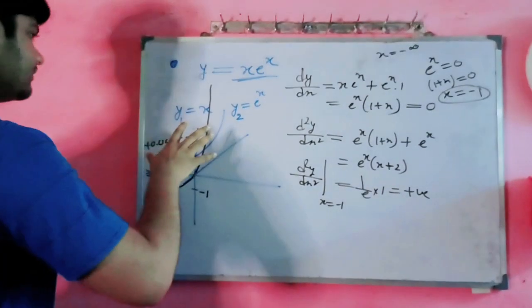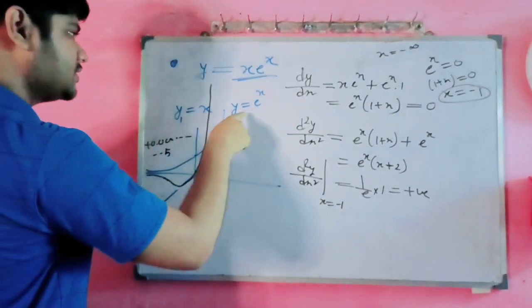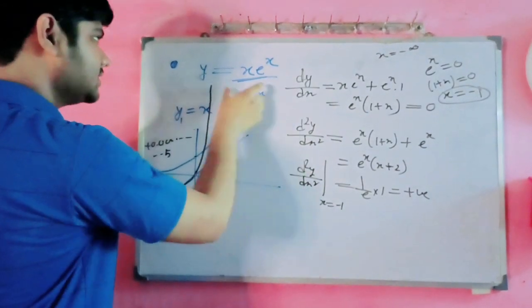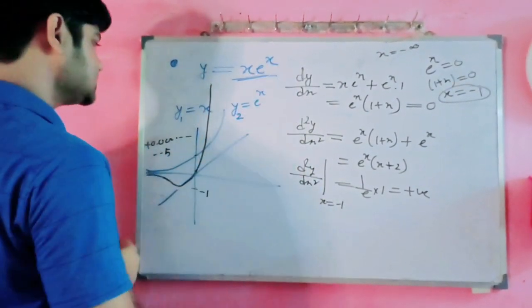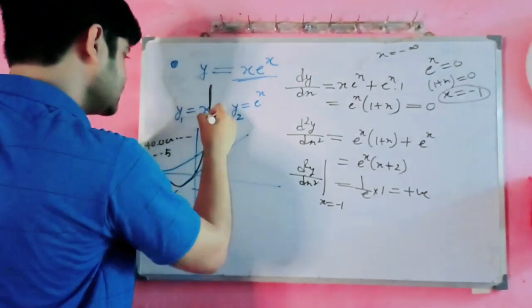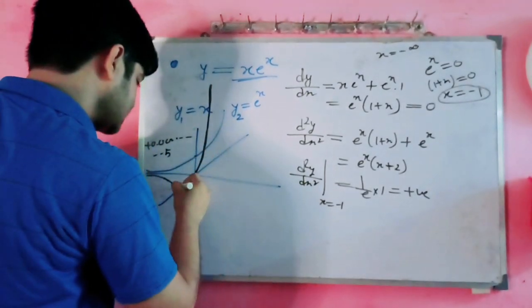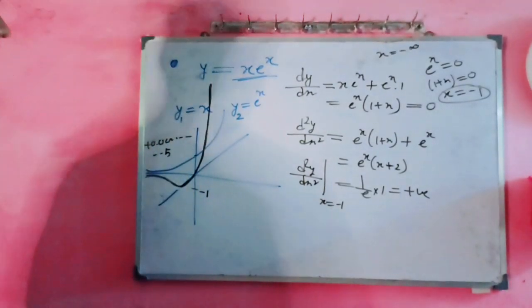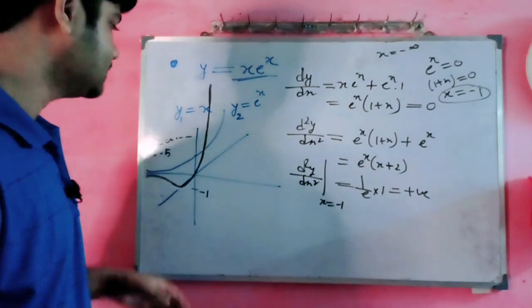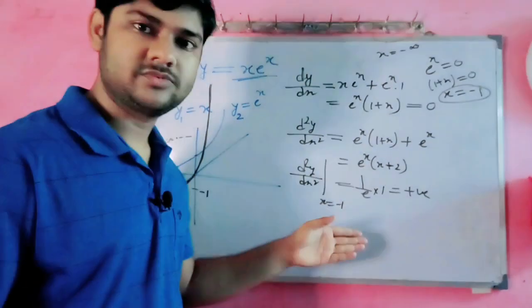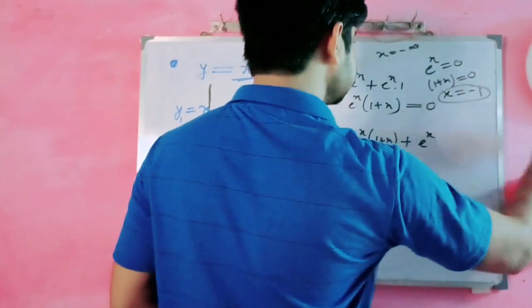So the combined graph of y1 equals x and y2 equals e to the x, that is y equals x e raised to x, will look something like this. So this procedure is very much helpful, you can see. Now let us take another example.